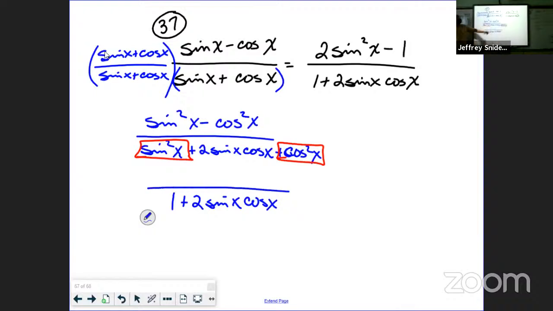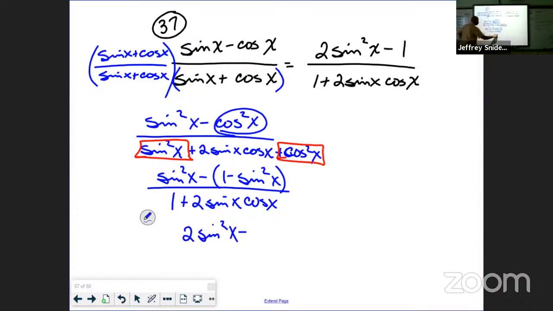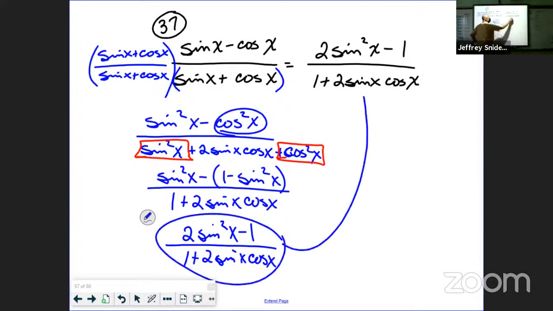Numerator, I want it to be in terms of sine. Cosine squared x is 1 minus sine squared x. Sine squared x plus sine squared x minus 1 over. Could you do it from the right side? I'm sure you could work on the right hand side.